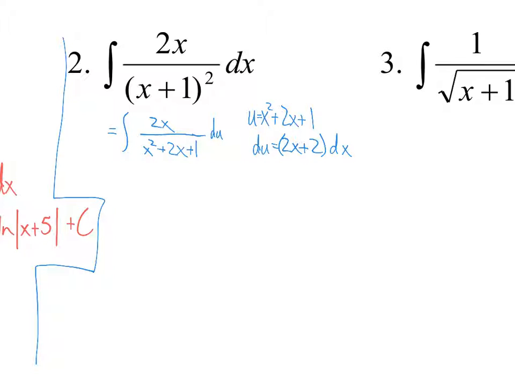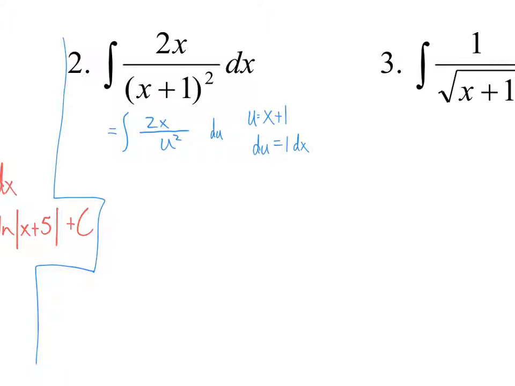Let's try not foiling the bottom. What could we let u equal? Just x plus 1. If I made u equal x plus 1, du would equal 1 dx, right? Now, let's think about this. That means that this 2x is still going to be hanging around here, but now we have it over u squared du.